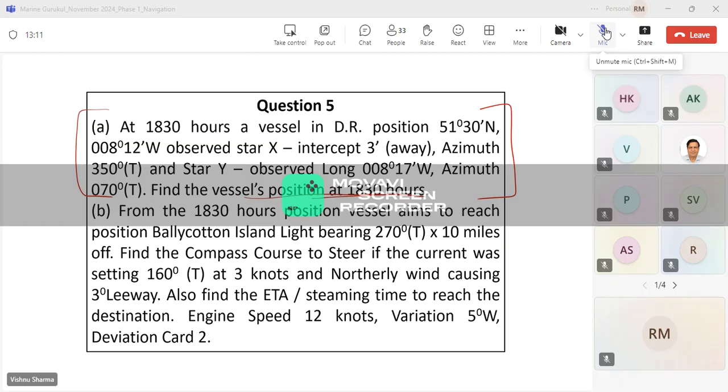Okay. In the intercept case, the PL has to be drawn through which point, guys? Through the ITP, and perpendicular to azimuth. And in case of long by chron, the PL has to be drawn through which position? DR lat and observed long. Very good. And perpendicular to azimuth.